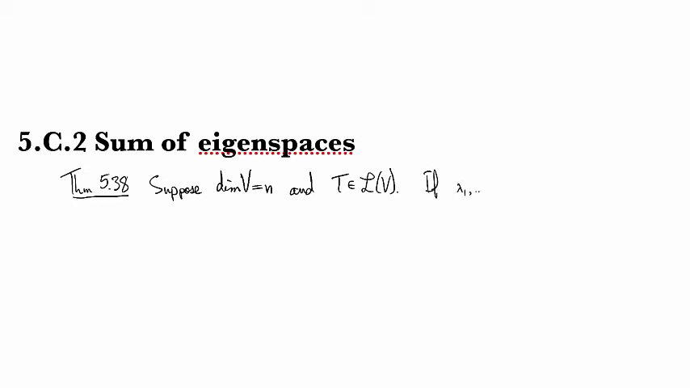If we have a bunch of distinct eigenvalues, so just meaning that they're all different, right? So no repeats.